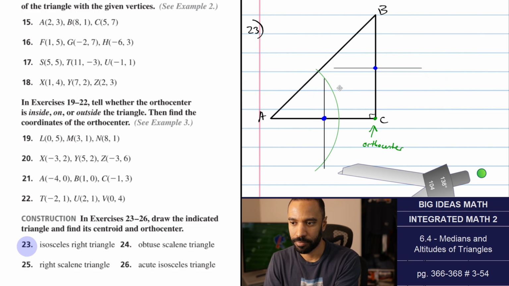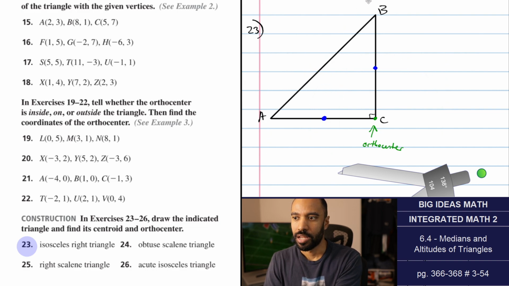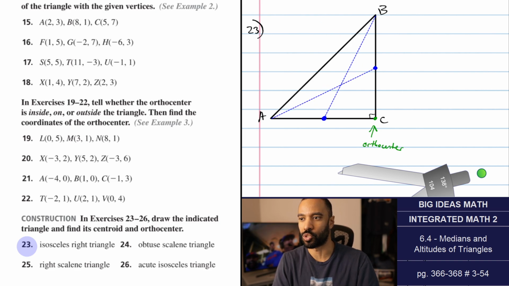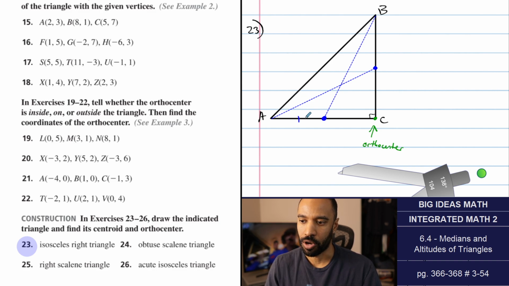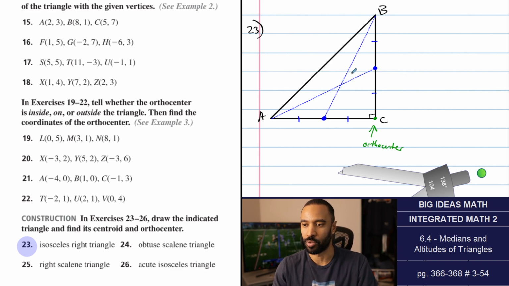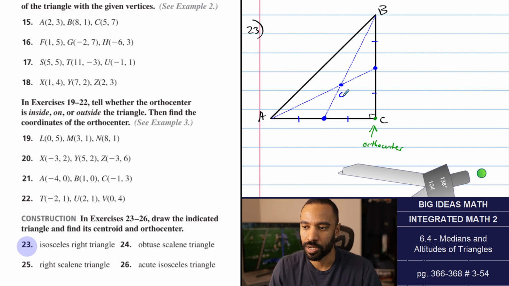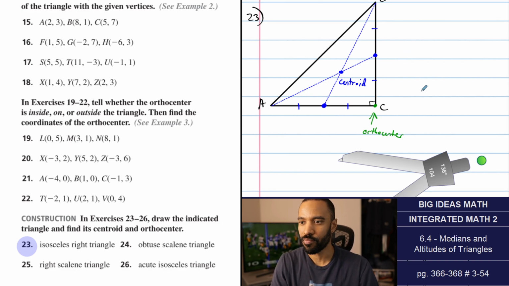Everything else I can erase. Now we want to draw a segment from B to that midpoint, and from A to this other midpoint. These are two of your medians. We have constructed effectively, these two are congruent to each other, and these two are congruent to each other. But because it's an isosceles right triangle, those would both be congruent in their own right. So this right here would be the centroid. Which does mean that this length is two-thirds of the entire median, and this length is two-thirds of the entire median. Things like that. There's number 23.